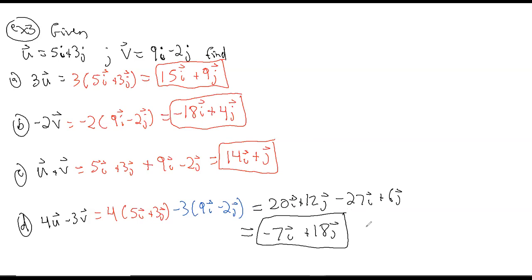Again, if you prefer bold, that's negative 7i plus 18j. See, if I'm typing, I use the bold. If I'm handwriting, the arrows are just a lot easier to use.